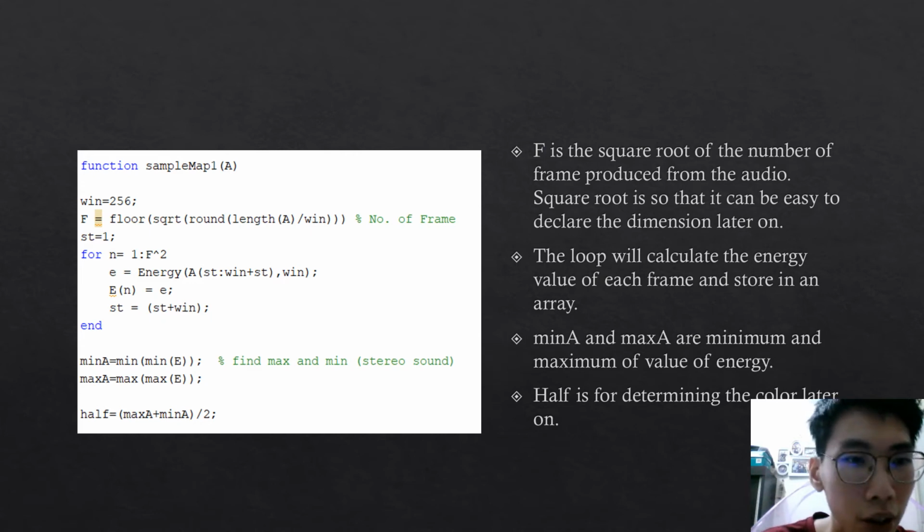the image. And then this loop right here will calculate the energy of each frame and store it into an array. And then the minimum and maximum values: this one is to find the minimum and maximum values of the energy. And then this half is for determining the color later on.